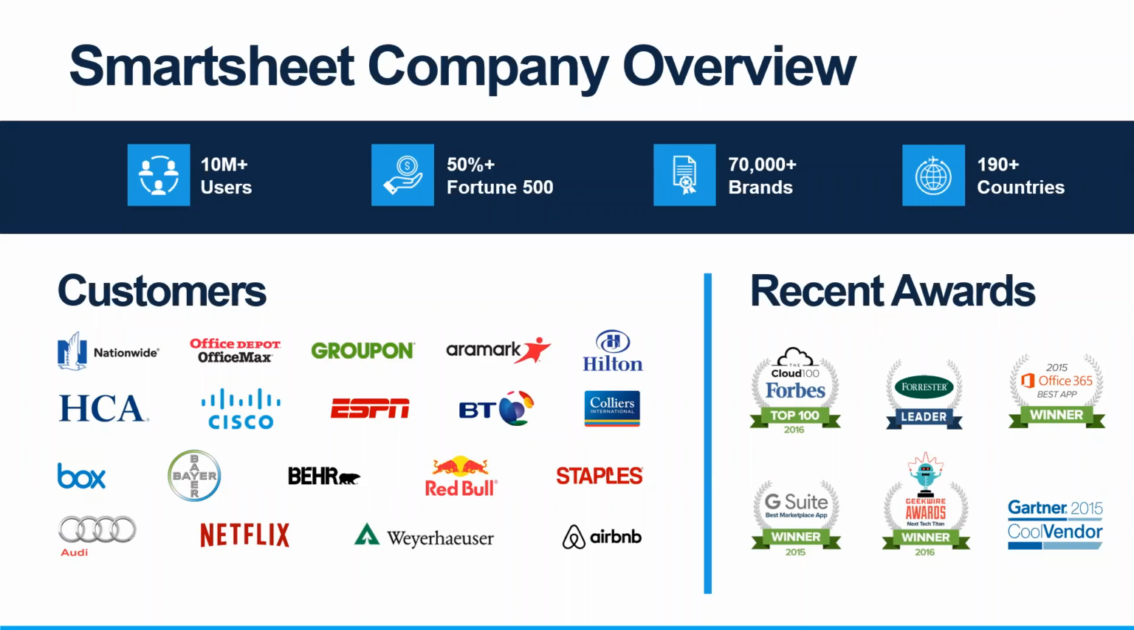Smartsheet, if you don't know the company, was founded in 2006, and really came to prominence in about 2015, 2016, and started winning some awards. You can see those on the right. It's in use at over half of the Fortune 500, and you can see some of the brand names that are using it. It's in 190 plus countries and has over 10 million users. So it's not an unknown player out there.